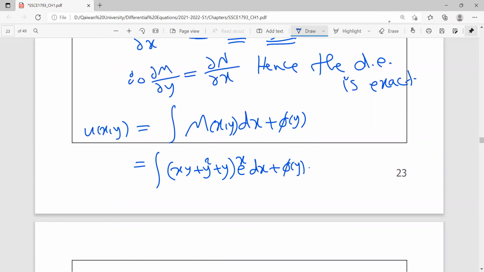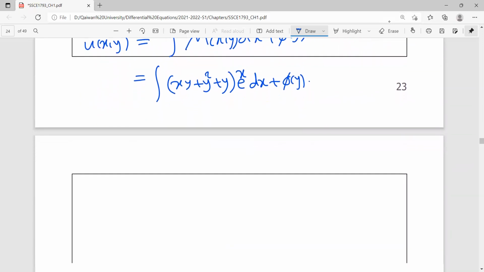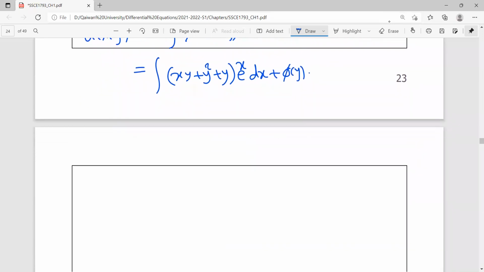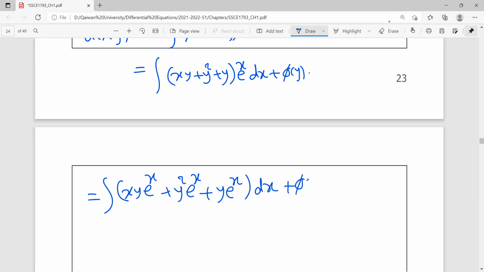Now we are trying to find this integration. The integration is with respect to x. That means we are going to treat y as a constant. We get xy e to the power x plus y squared e to the power x. We just multiply e to the x into the bracket. We get y e to the x dx plus phi of y.